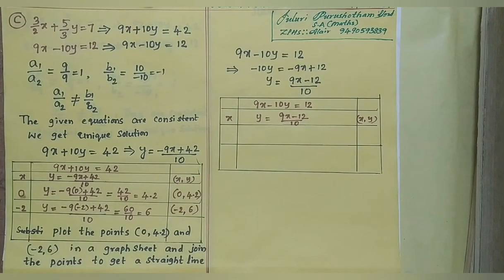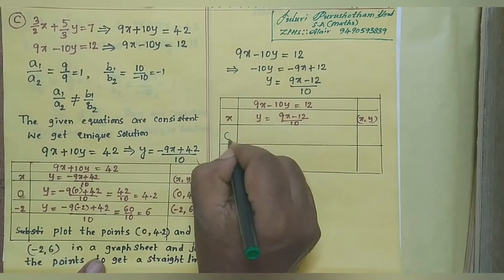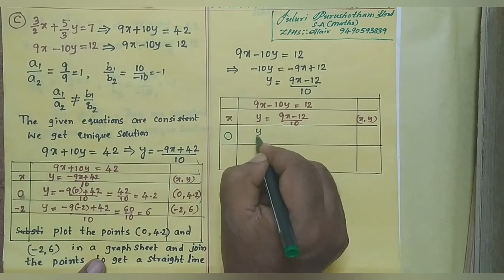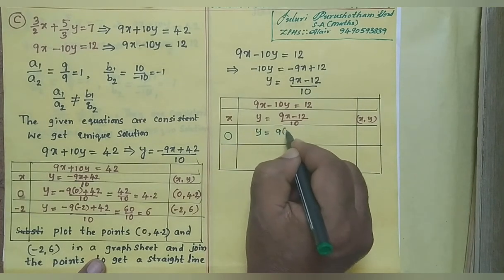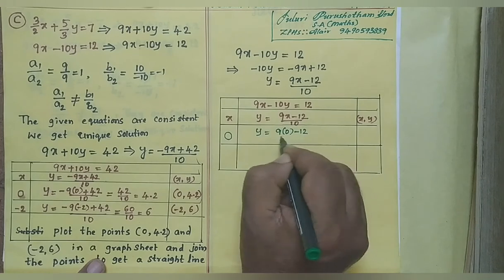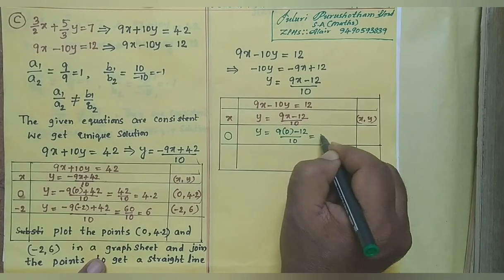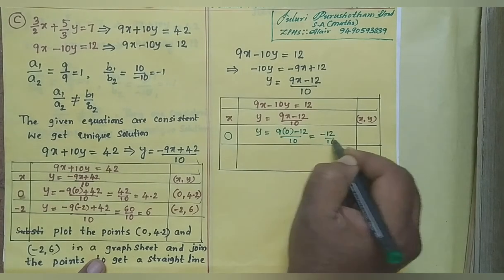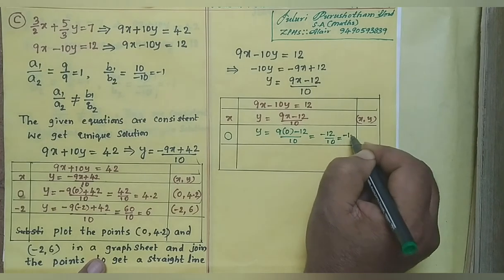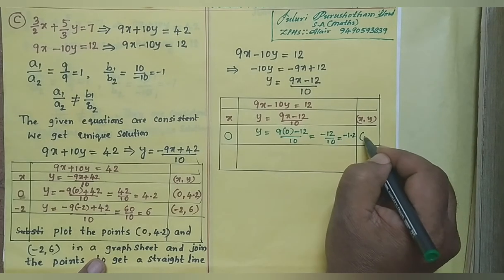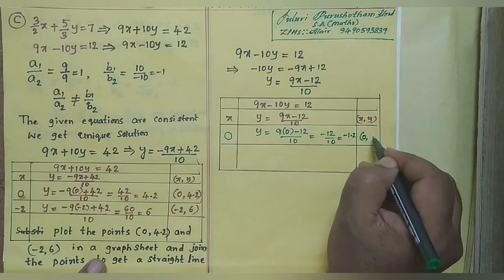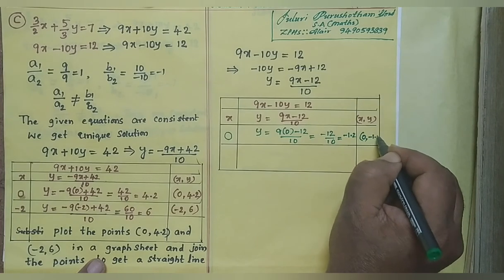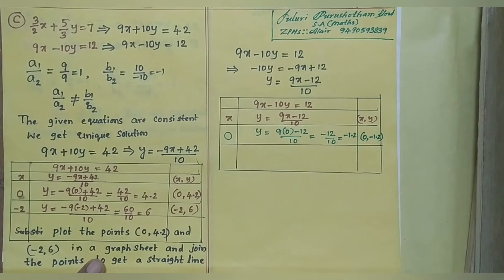When I am taking x is equal to 0, we get y is equal to (9 into 0 minus 12) by 10. So we get minus 12 by 10, which is minus 1.2. So when we take x is equal to 0, we got minus 1.2. Is it clear for all?